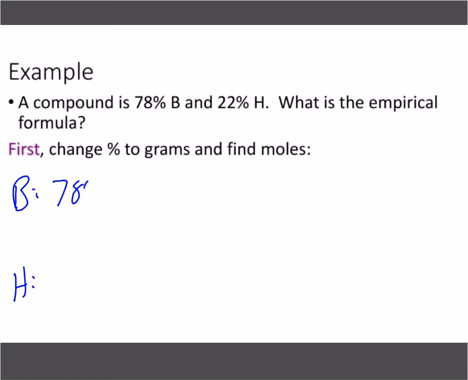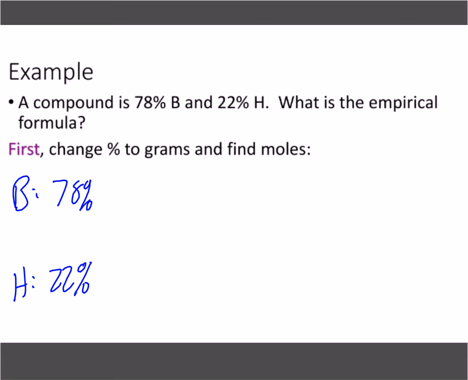I've got 78% boron and 22% hydrogen in this compound. It's all we're given. So we're going to figure out the empirical formula just from these two percentages. Step one is we need to go from percent to grams.